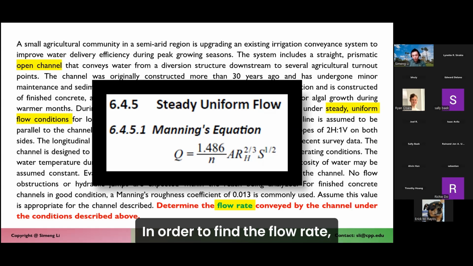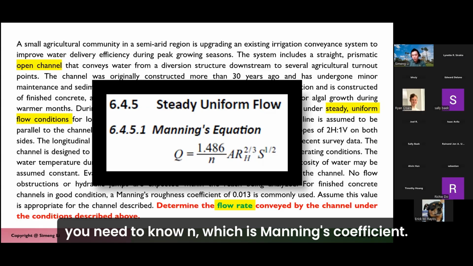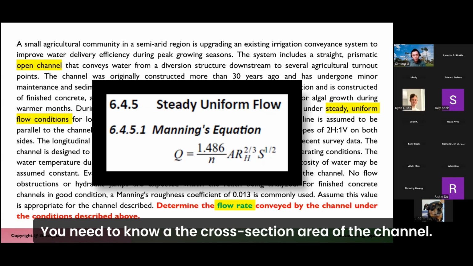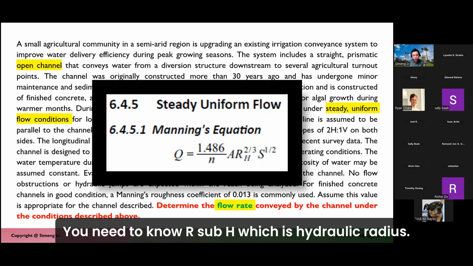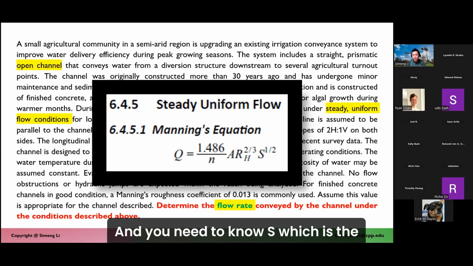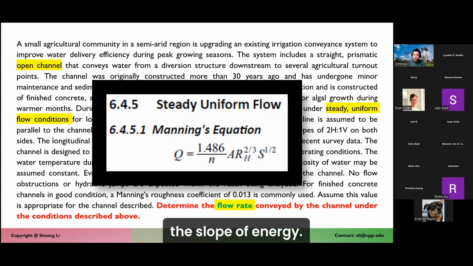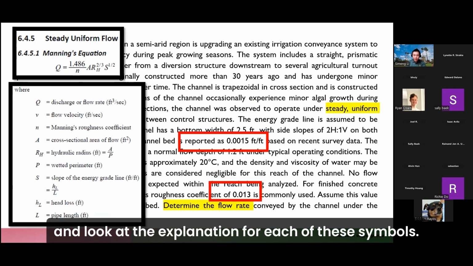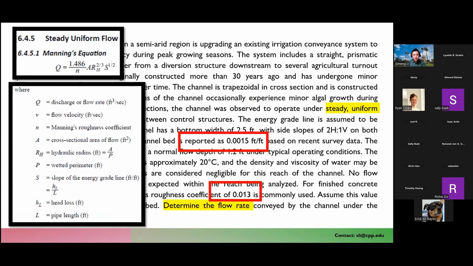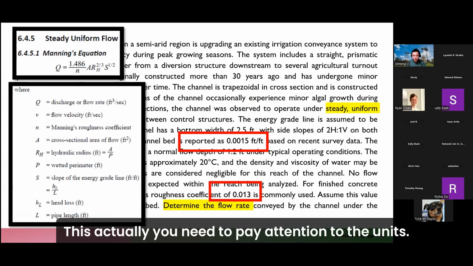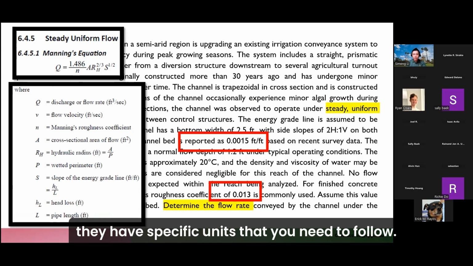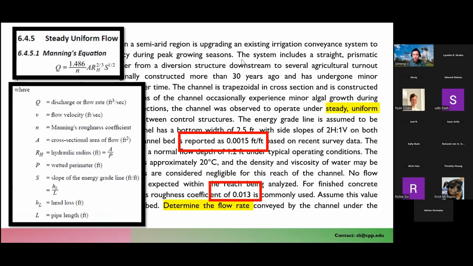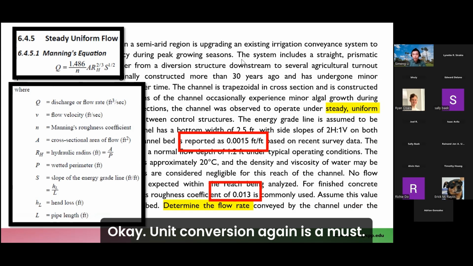In order to find the flow rate, you need to know n, which is Manning's coefficient. You need to know A, the cross-section area of the channel. You need to know R sub H, which is hydraulic radius. And you need to know S, which is the slope of energy. We're going to look at the handbook closely and look at the explanation for each of these symbols. Especially you need to pay attention to the units. Many of these equations have specific units that you need to follow. Unit conversion, again, is a must.